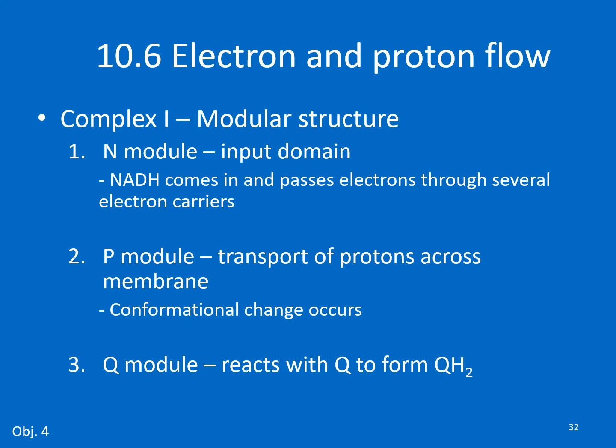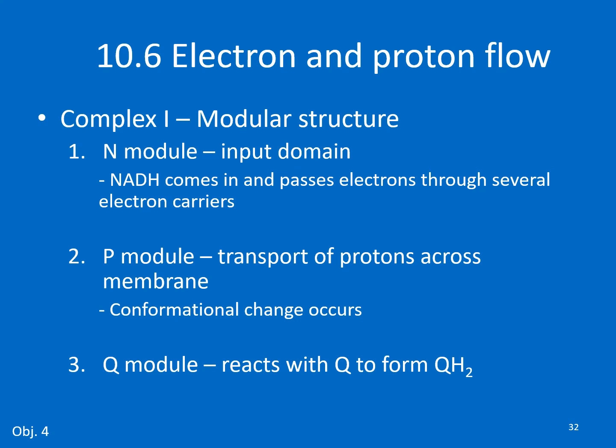But you should know that for complex 1, there's the N module, which is the input domain. This is where NADH comes in and passes those electrons through different electron carriers. So N module, NADH module. This is the input part. P module is a transport of protons across the membrane. P is for proton. And the way it does this is via a conformational change.